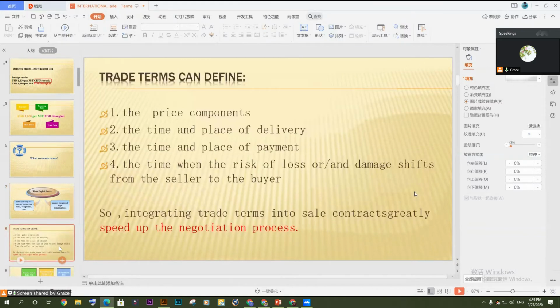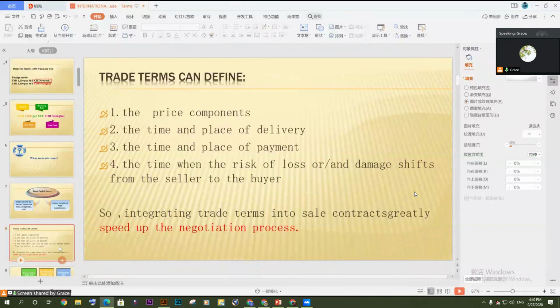So here are slides for you to read. The trade terms can define 4 different things that make up the price components, just like the example here shows you.